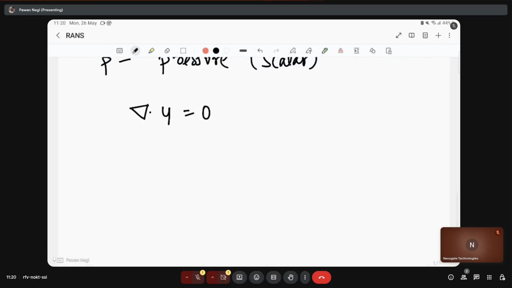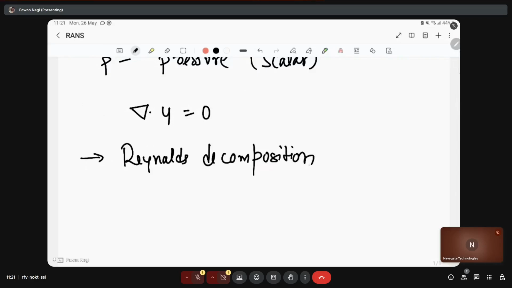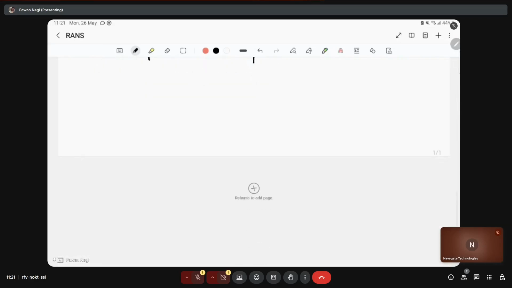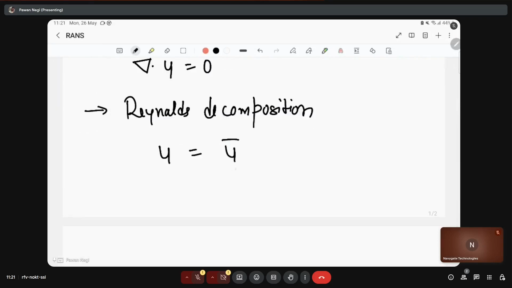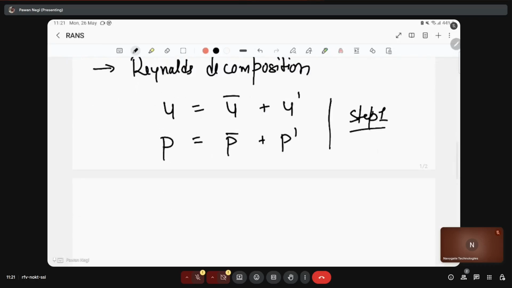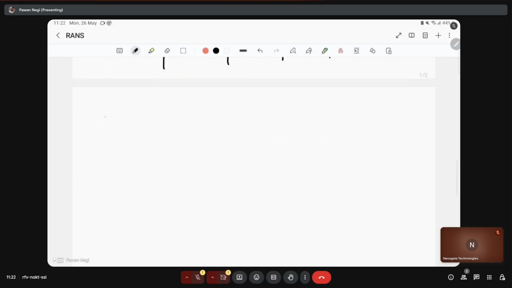In order to derive the Reynolds Averaged Navier Stokes equations, we have to perform Reynolds decomposition. In Reynolds decomposition, we decompose any flow variable into an average value and its fluctuation. Similarly, the flow variable P is decomposed into a mean value and its fluctuation. This is step 1. Now we substitute this decomposition into the Navier Stokes equation. We can write.